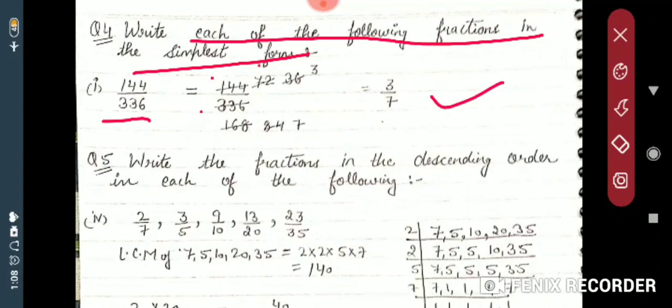2 sevens are 14, 2 twos are 4. Same here: 2 sixes are 12, 2 eights are 16. Again you can cut: 2 threes are 6, 2 sixes are 12, 2 eights are 16, and 2 fours are 8. Then 36 and 84. You can cut by 12 here: 12 threes are 36, 12 sevens are 84. What will be the answer? You will get 3 upon 7.